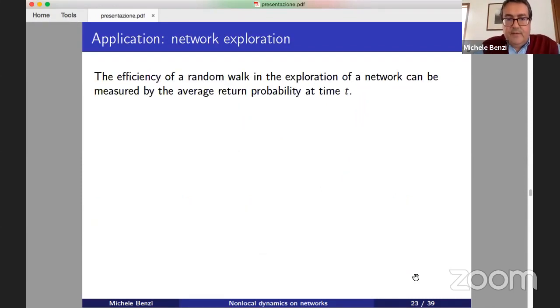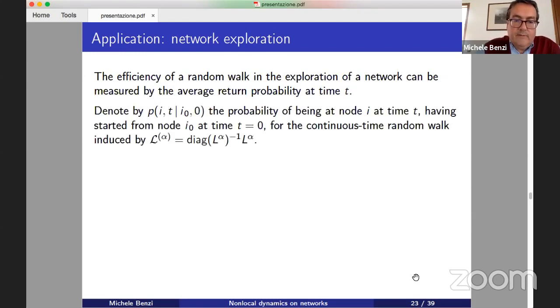So an application of this is network exploration. Random walks are used to explore networks. You're all probably familiar with the PageRank algorithm, which is a way to explore the web graph and determine the most important nodes. Local random walks, of course, tend to converge more slowly, as one would expect, than a non-local random walk that allows me to jump all over the place, at least with some probability. Maybe not very often, but at least occasionally.